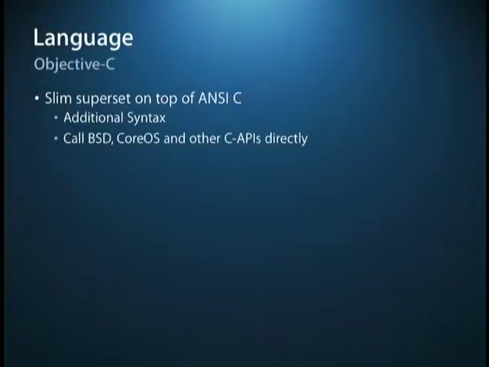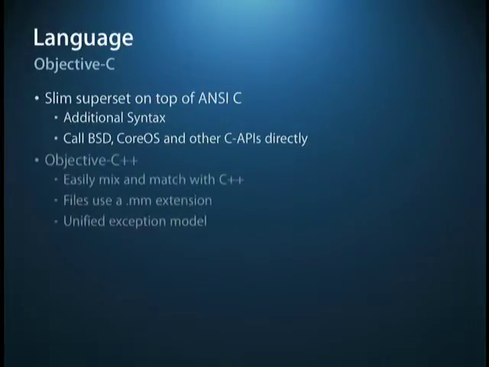The Objective-C language is basically a slim superset on top of ANSI-C with some syntax extensions to allow for object-oriented programming. One of the nice features about the language and its runtime is that it's dynamic, so you can add methods and extend existing classes at runtime. Because it's based on C, there's absolutely no problem integrating C and C++ source and libraries into your own application.